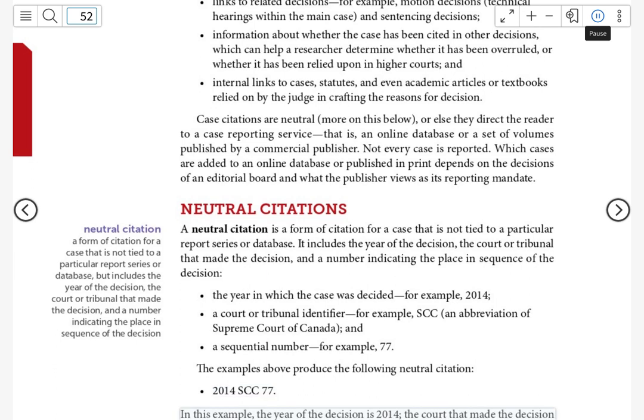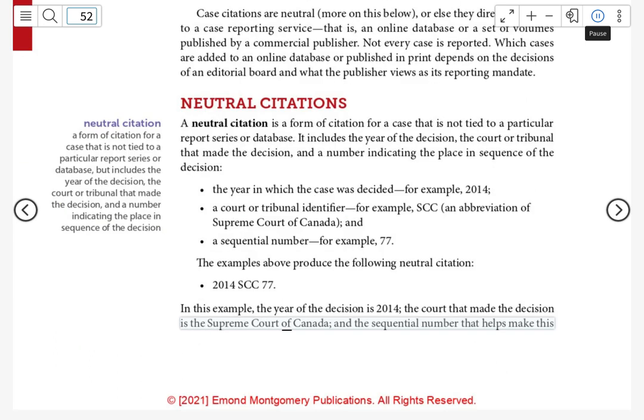In this example, the year of the decision is 2014, the court that made the decision is the Supreme Court of Canada, and the sequential number helps make this neutral citation a form of citation for a case that is not tied to a particular report series or database, but includes the year of the decision, the court or tribunal that made the decision, and a number indicating the place in sequence of the decision.